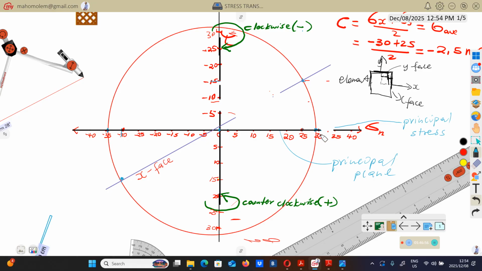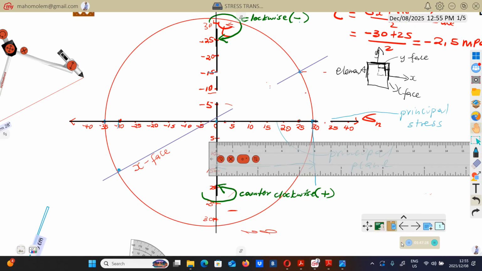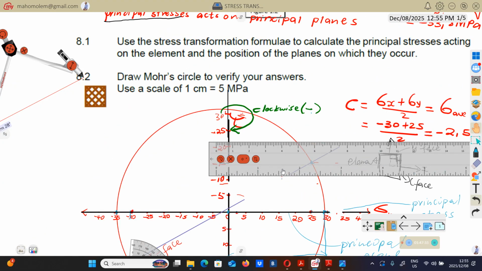You measure from the origin to where this circle cuts this black line. So you're going to measure from here to there. This is going to give you the principal stress. You can observe this with your naked eye, or you can use the ruler.